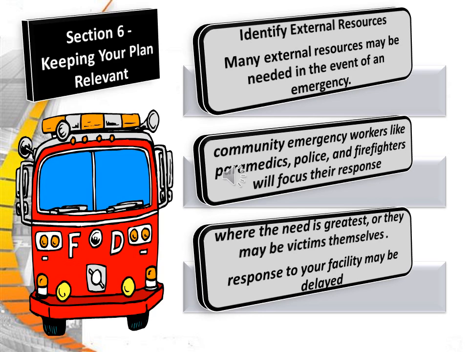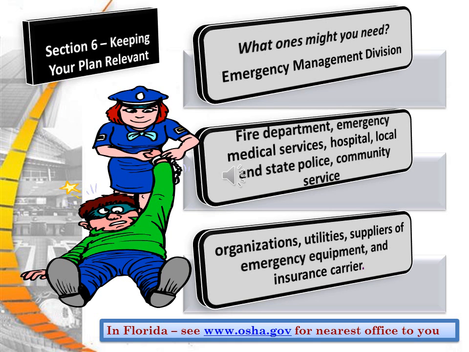Identifying external resources that may be needed in the event of an emergency includes community emergency workers like paramedics, police, firefighters, where you will focus on their response, where their need is the greatest, or where they may be victims themselves. What ones might you need? Emergency Management Division, Fire Department, Emergency Medical Services, the hospital, local and state police, community service organizations, utilities, supplier of emergency equipment, and your insurance carrier.